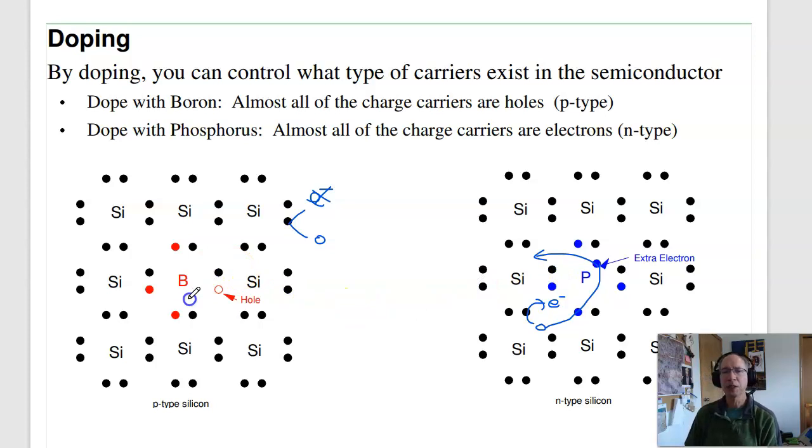So this would be called p-type silicon. Almost all the charge carriers are plus charges, holes. This is called n-type silicon. And that's what's unique about semiconductors. I've got 2 ways to carry charge. With metals, there's only 1, electrons. Semiconductors have 2.